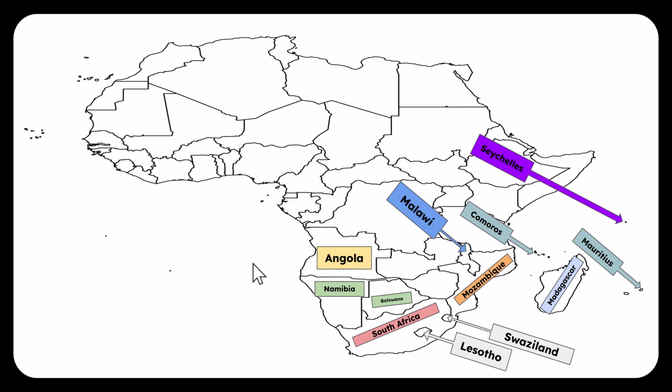Next up, we have Swaziland. Next up, Zambia. And finally, Zimbabwe. Those are the 14 countries of Southern Africa.